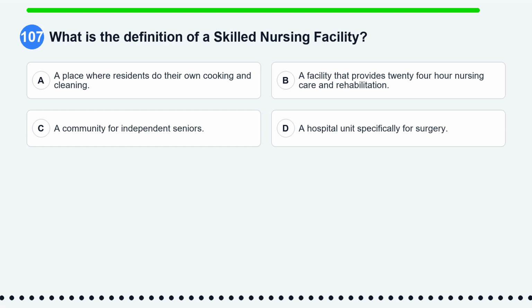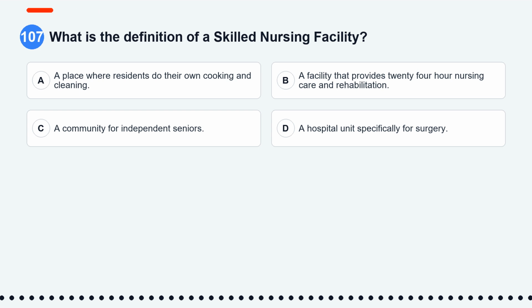Question 107. What is the definition of a skilled nursing facility? Option A, a place where residents do their own cooking and cleaning. Option B, a facility that provides 24-hour nursing care and rehabilitation. Option C, a community for independent seniors. Option D, a hospital unit specifically for surgery.